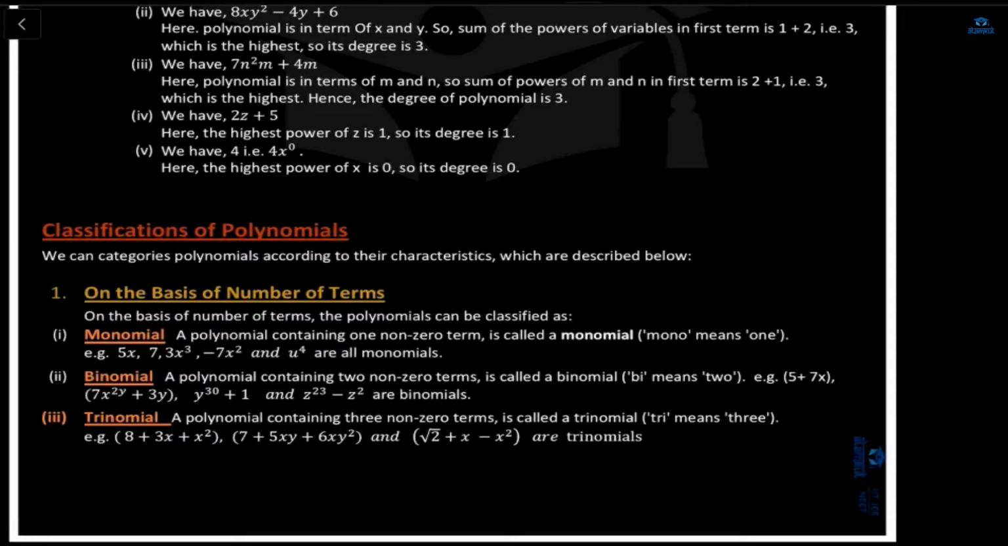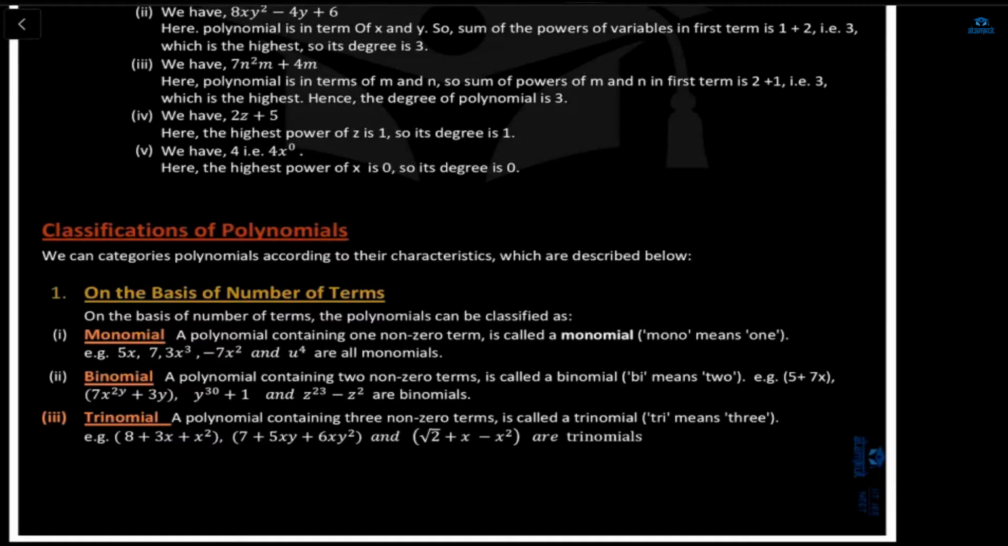Monomial, from the name itself, mono means 1. So one single term is there in that polynomial. When a polynomial contains one non-zero term, it is called a monomial, like 5x, 3x, 7, 2x squared, 3 to the power 3x to the power 4. Only a single term.